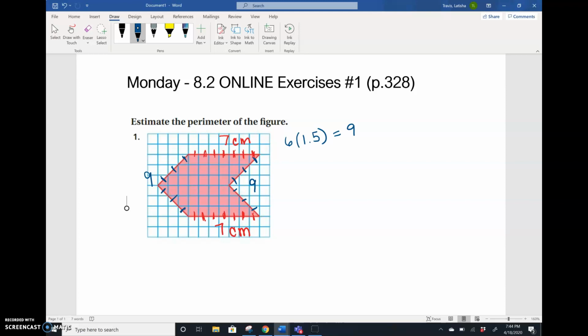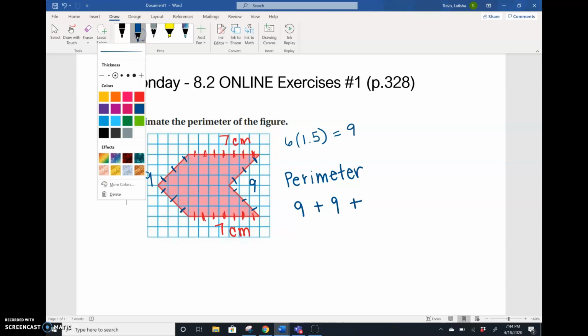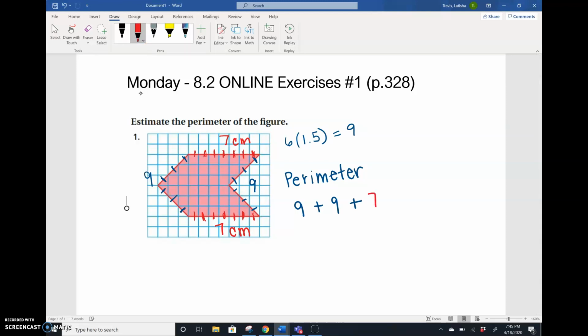So we have our 9. I'll write perimeter here first so that we remember what we're looking for and what we're solving for. So the perimeter is going to equal the 9 plus the 9 plus, and then I'll change it to keep the color consistent, 7 plus 7.